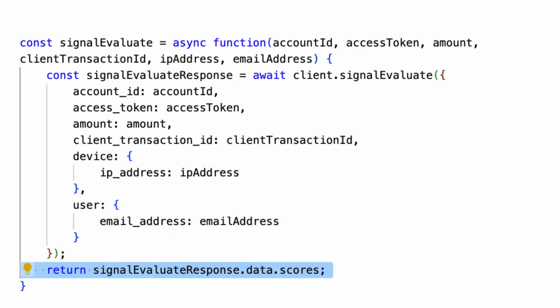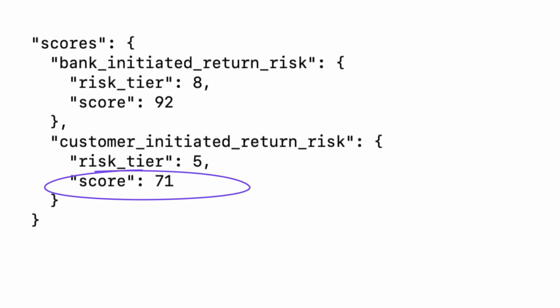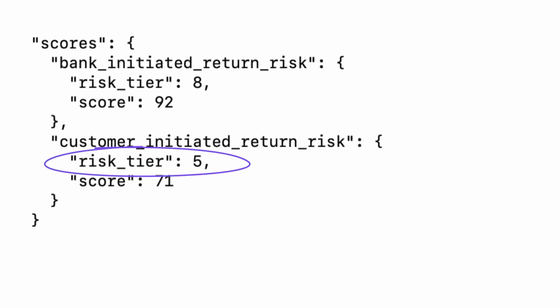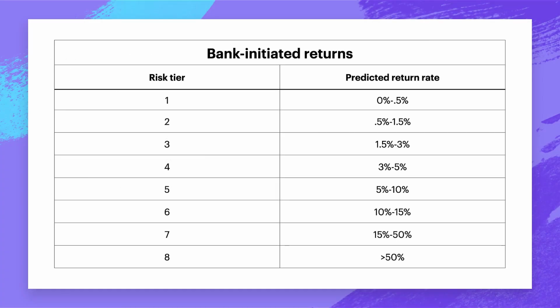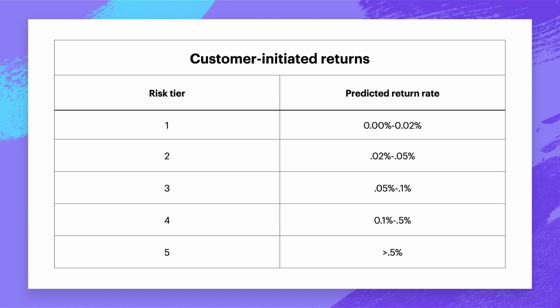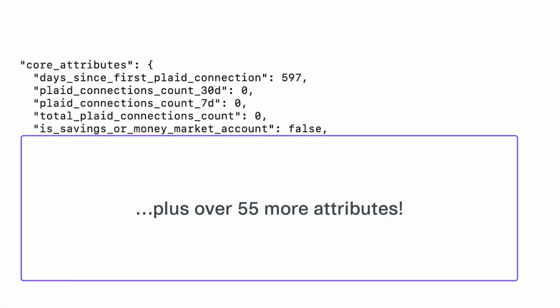Signal Evaluate will return a risk score from 1 to 99, indicating how risky the transaction is. To help you interpret the score, it'll also return a set of risk tiers. Each tier corresponds to a predicted percentage chance that the transaction will be returned. You will actually receive 2 different risk scores, one for bank-initiated returns, which includes causes like insufficient funds, and another for customer-initiated returns, which includes causes like unauthorized transfers. Signal Evaluate also returns a set of over 60 attributes that Plaid used to arrive at the score, so if you prefer to feed this data into your own risk models, you can do that too.